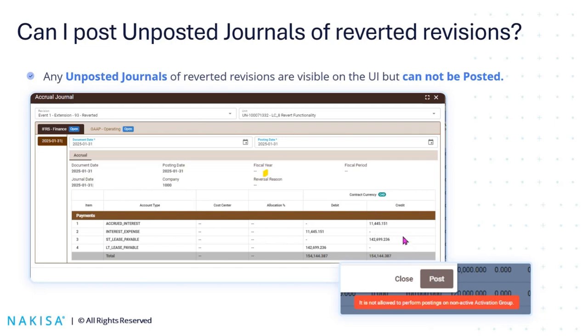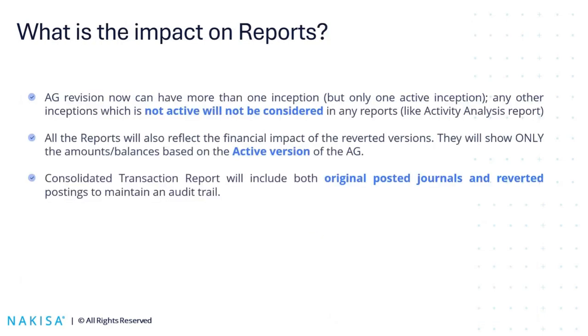So the user actually has the option of posting. Can a user come and click on the post icon and post the entry for a reverted revision? No. Once they try to post it, it will clearly state that it's not allowed to perform the posting on a non-active activation. So that covers the unposted journals.